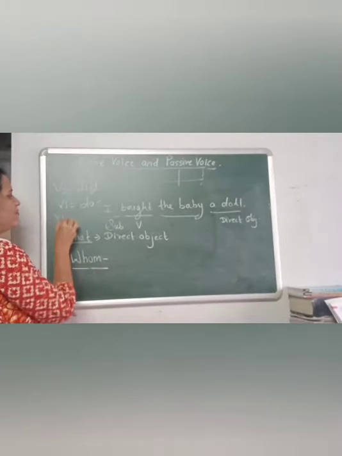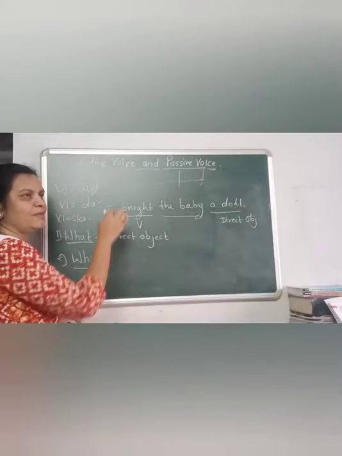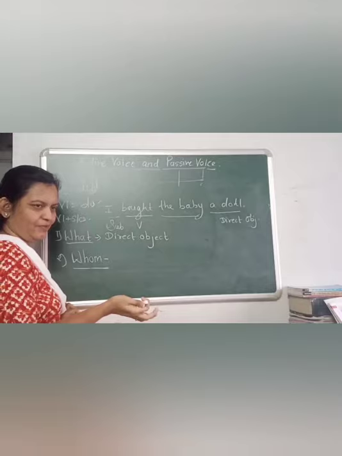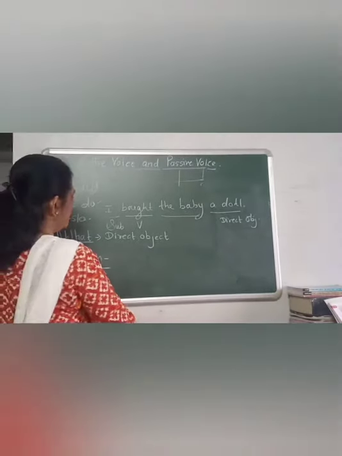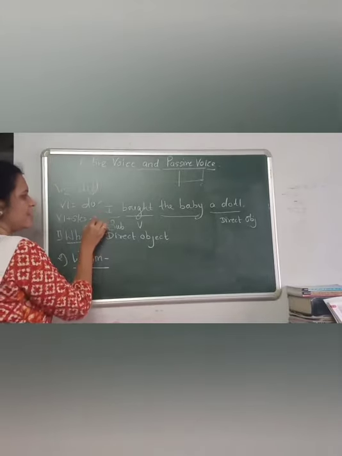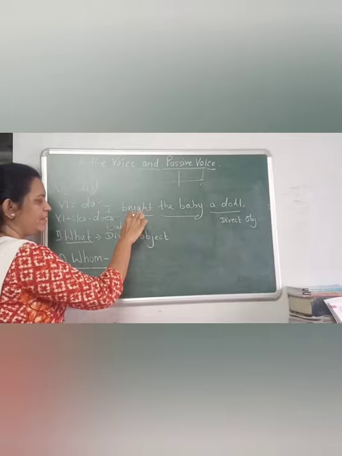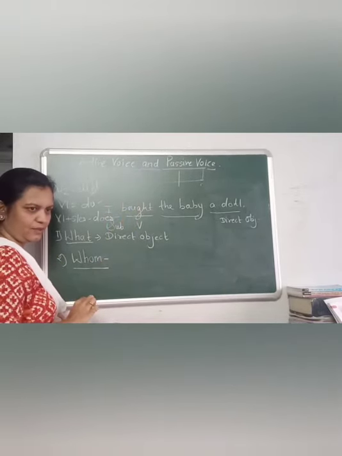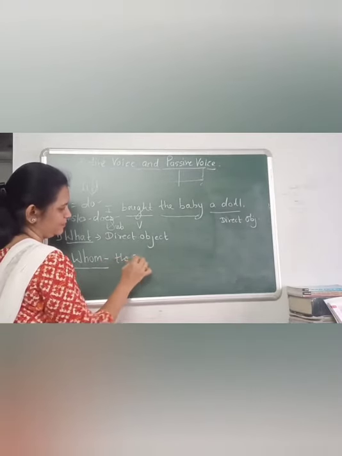Suppose V1 plus S or ES is there, means here buys is there. Otherwise, he brings a doll is there. Then what is there? S or ES is added, means does is there. So here what will be there? Whom did I buy a doll? That is what? That is the baby.